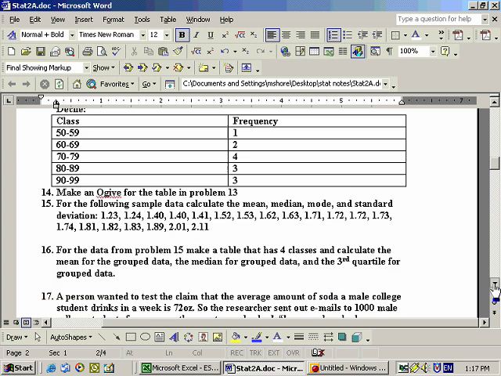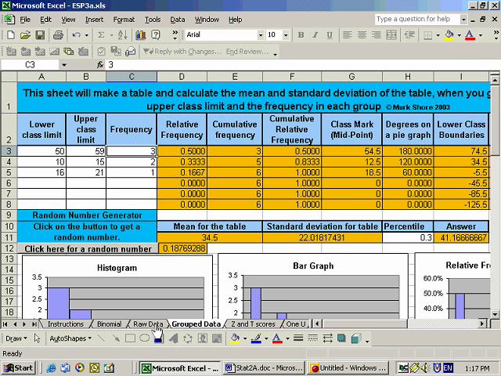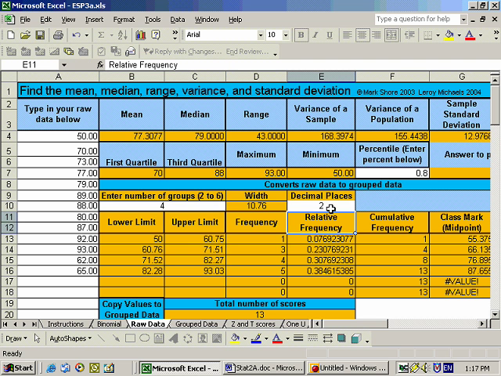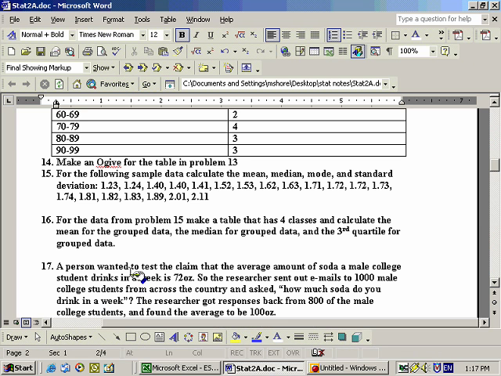And problem 16 says, for the data in the previous problem, make a table that has 4 classes and calculate the mean for the group data, median for the group data, and third quartile. So in other words, after we get our data in the raw data area, we would say that we want 4 classes. We'd have to put the number of decimal point places in here as being 2, and then we would copy it over by clicking this button, and it would copy it over to the group data sheet where we would get all of our answers for that.